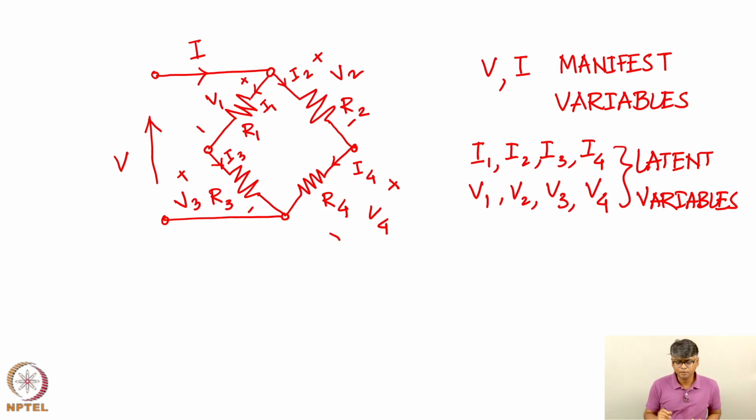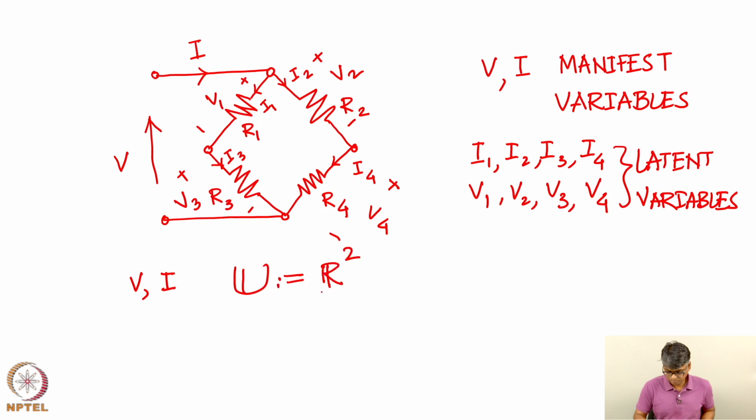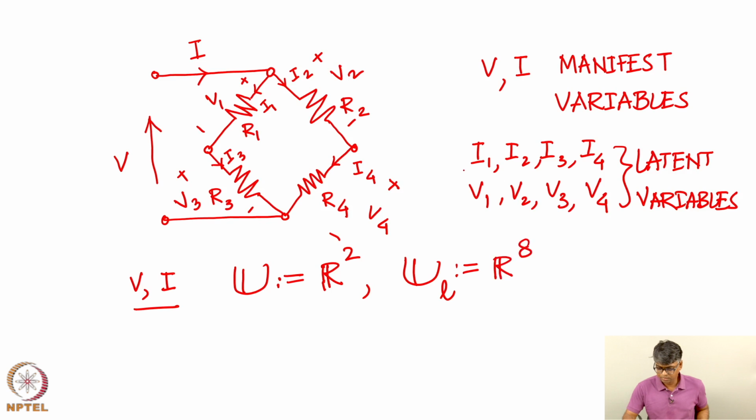So what do I mean by that? Here you see my universum is interested only in this V, I. Therefore my universum is in fact all possible pairs of real numbers, namely V and I. But there is this latent universum, we call it UL, and that is R to the power 8, where these guys can take various values.